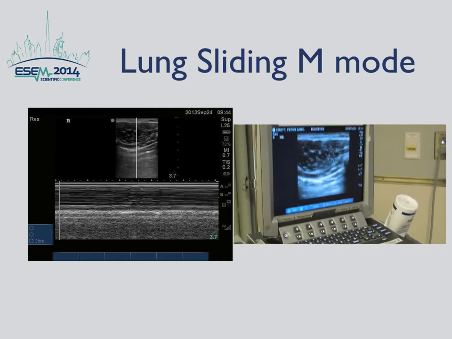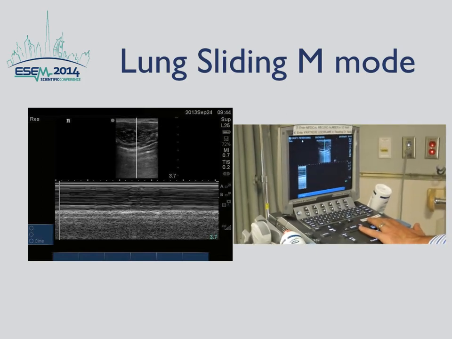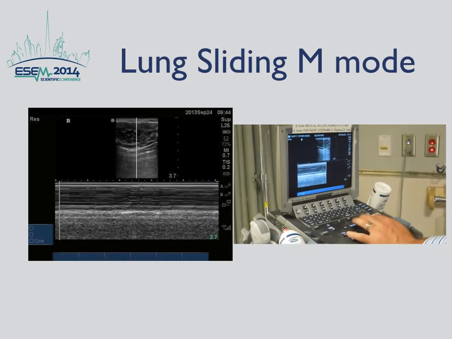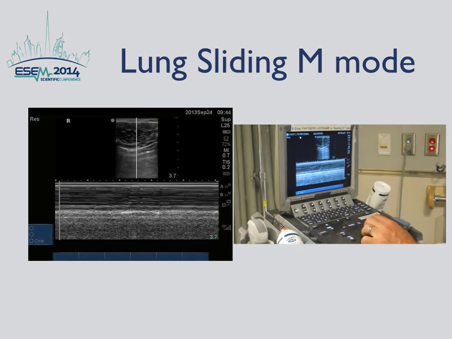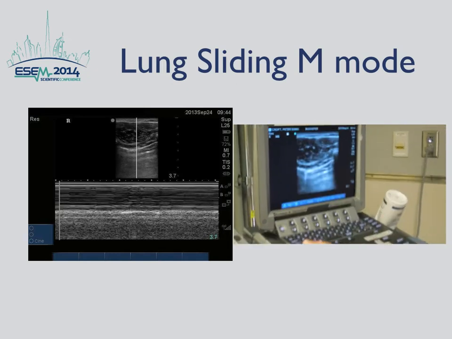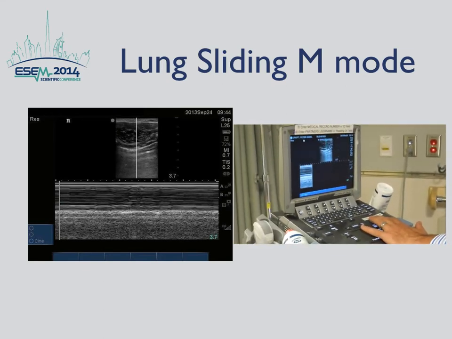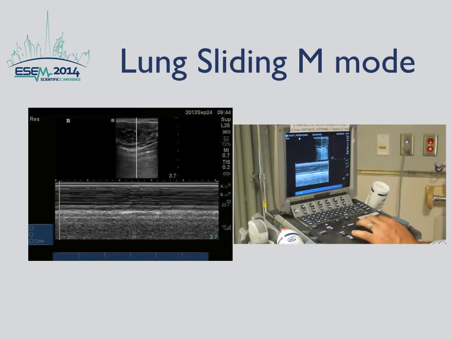Deep to the pleura, the sliding lung will produce enough motion artifact to create a rougher, grainier image. The interface between the smooth line of the chest wall and the rough texture of the moving lung has been described as waves on a beach or a seashore sign.